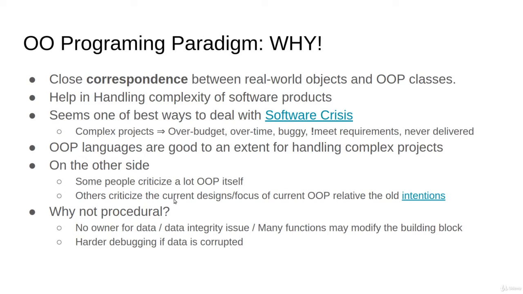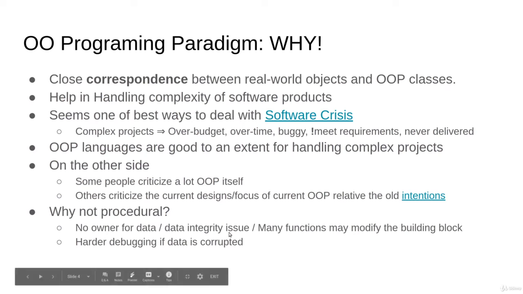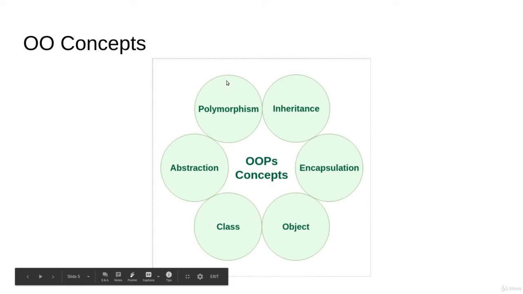Okay, so why did we move away from procedural? Because procedural lacks a lot of things, for example, there is no owner of data, and there are a lot of issues when it comes to integrity of data. If there is a bug, it might be very hard to identify where the bug is and to debug your code. So I mentioned before the OOP concepts.